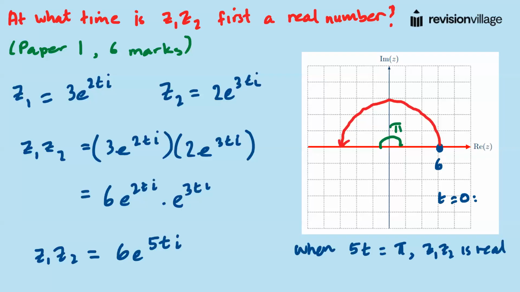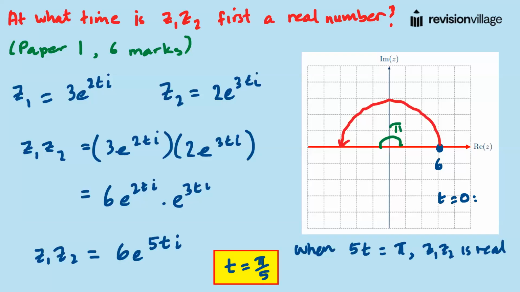And all we need to do now is rearrange this to make t the subject. So we can divide by 5 on the right-hand side, which will give us t equals pi over 5. Just highlighting that would be our answer to this. That would be a 6-mark paper 1 question. When t equals pi over 5, the product z1 times z2 is a real number for the first time.